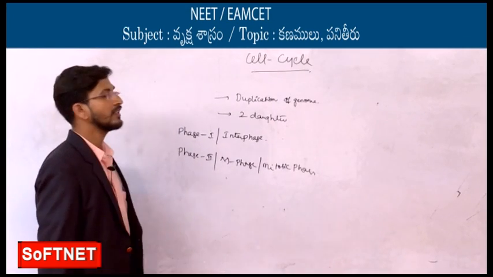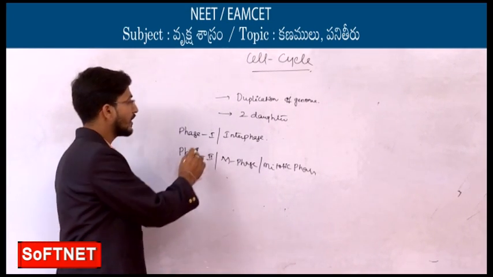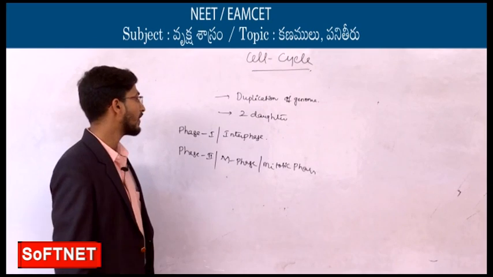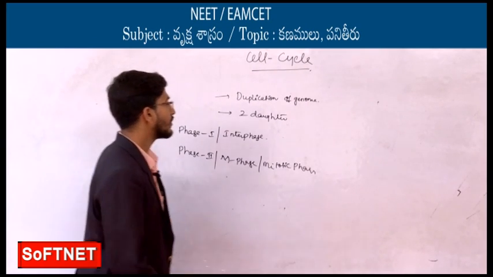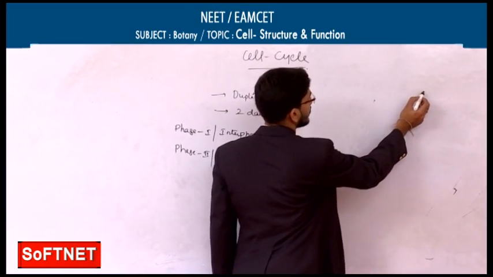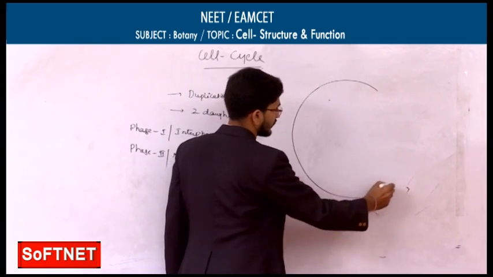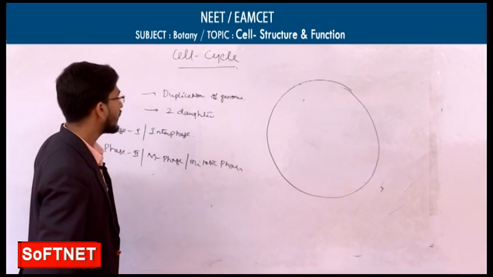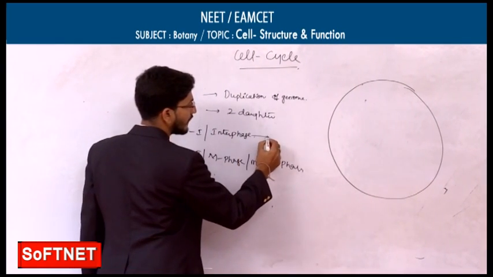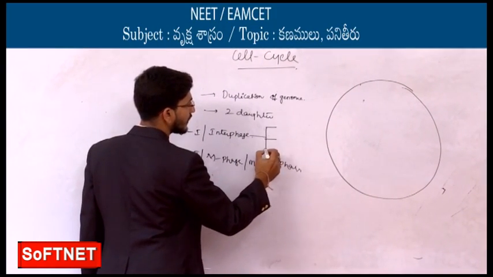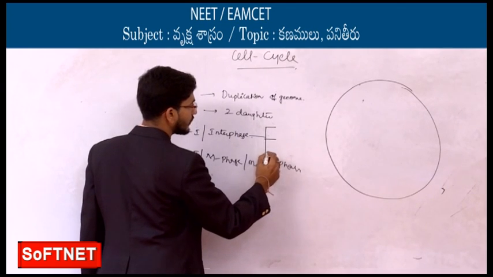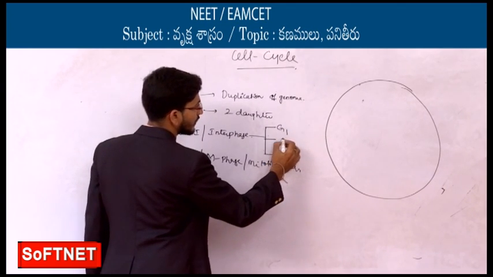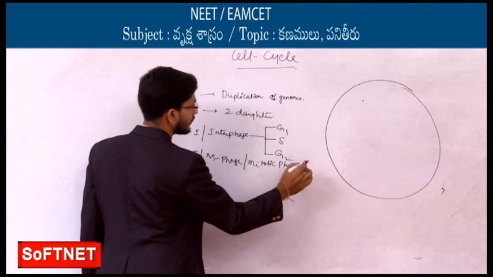Cell cycle is generally divided into 2 phases. What are those? Interphase and M phase, or phase 1 and phase 2. So if you observe the cell cycle, first you have the interphase. Interphase is again divided into G1, S and G2.